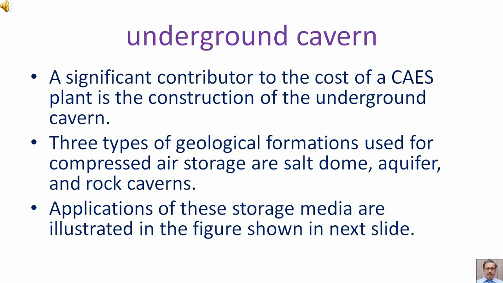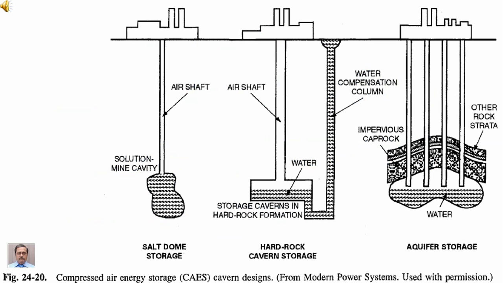Underground cavern. A significant contributor to the cost of a CAES plant is the construction of the underground cavern. Three types of geological formations used for compressed air storage are salt dome, aquifer, and rock caverns. Application of these storage media are illustrated in the figure shown in the next slide. Compressed air energy storage CAES cavern designs.